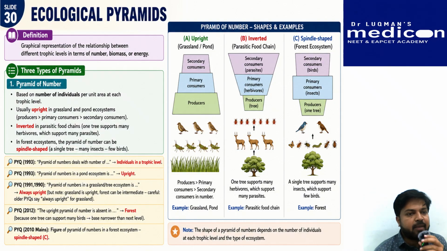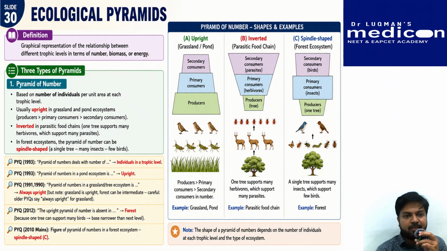Now comes the types of pyramid. We are going to study the pyramid in terms of number, biomass and energy. Let's see the pyramid of number, based on the number of individuals per unit area at each trophic level. Usually the number pyramid is upright in grassland and pond ecosystems.